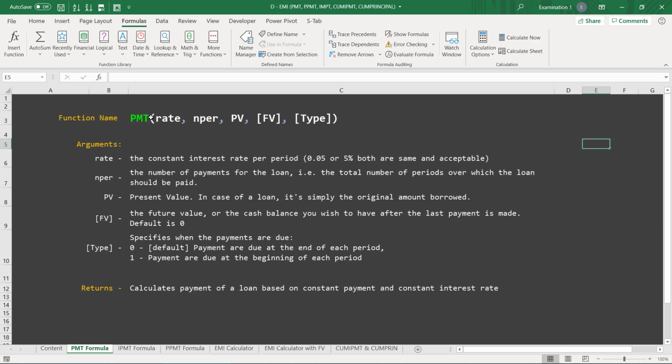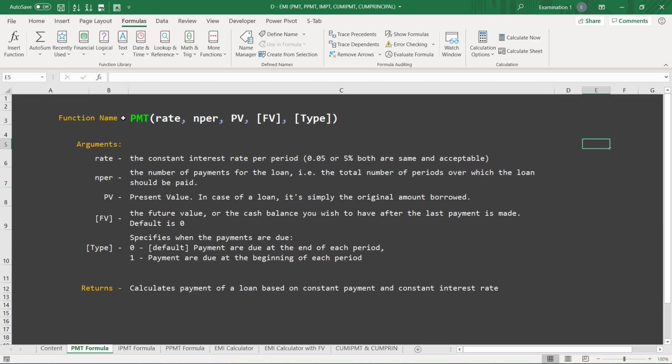So for example, if you are taking 2 lakh from the bank, then 2 lakh is going to be the present value. FV is what you are supposed to get at the end of, or after the payment of, the last installment. We'll talk about this in detail in some other sheet, don't worry for now. And type can be 0 or 1. If you type 0, that means you are paying your EMI at the end of each period or at the end of every month. If you write 1 as type, that means payments are going to be paid at the beginning of each month. There will be certain differences in the interest that you are going to pay. That will be very little, but still it will be there.